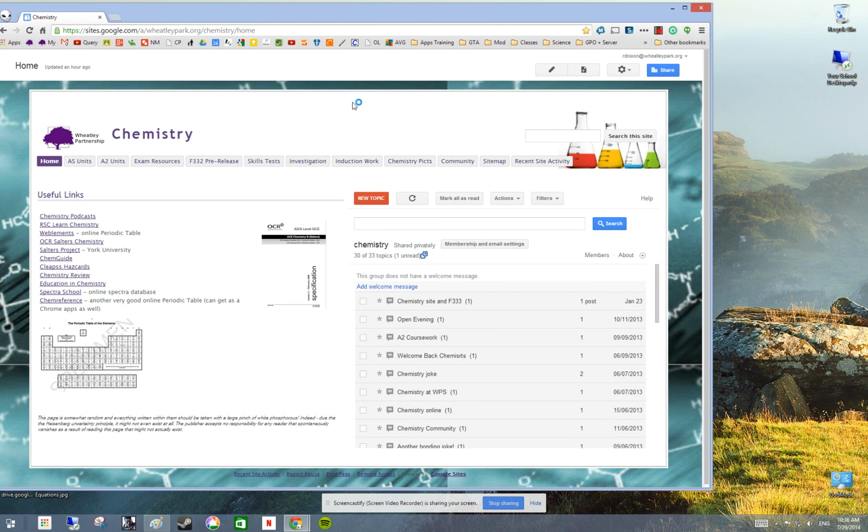So one of the basic types of calculations that you're going to have to do is all about reacting amounts of substance. So if you want to make 10 kilograms of this particular chemical, how much reactants do you need to do that? That sort of thing we're going to look at.